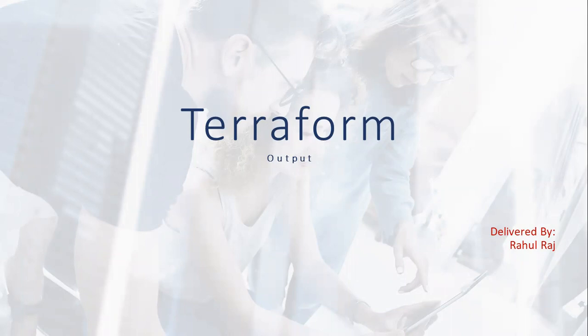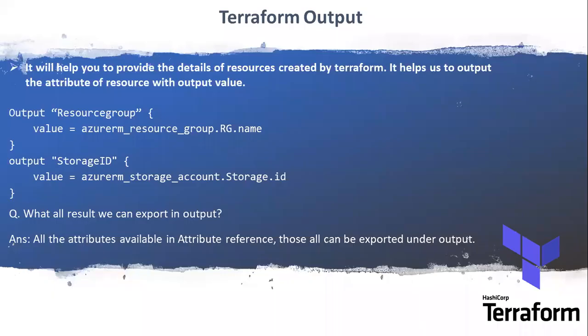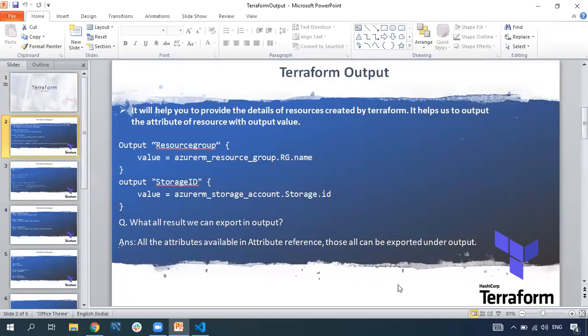Then that is defined under this Terraform output block. So what is this Terraform output? So basically it will help you to provide the details of resources created by Terraform. So basically it helps us to output the attribute of the resources with the output value. So there are two things. One is output value and another one is attribute. So what is this output value and what is this attribute?